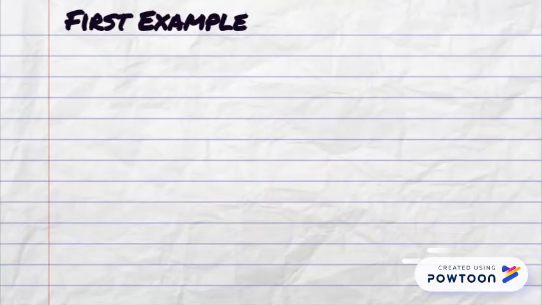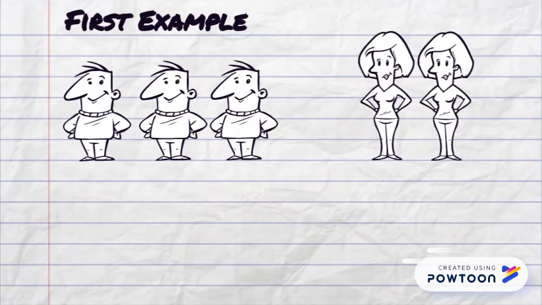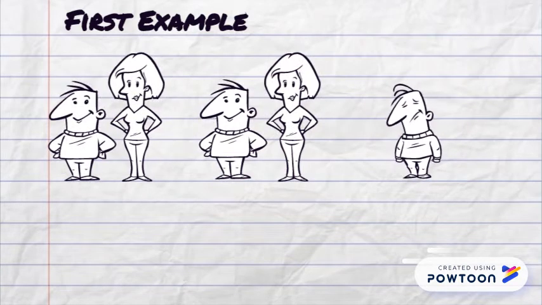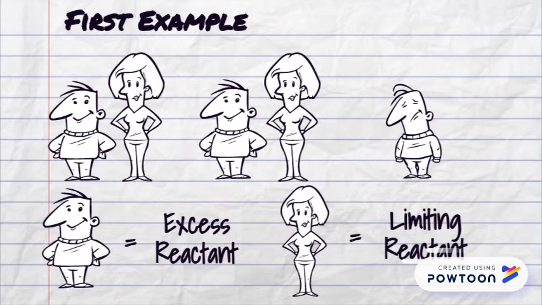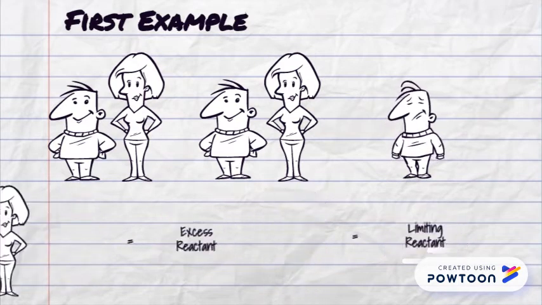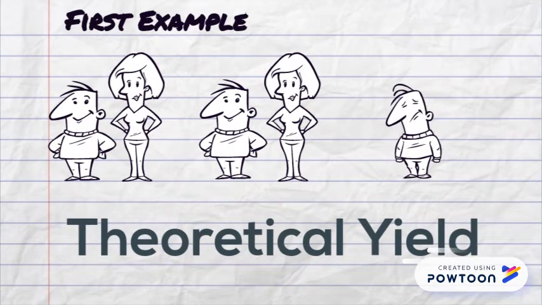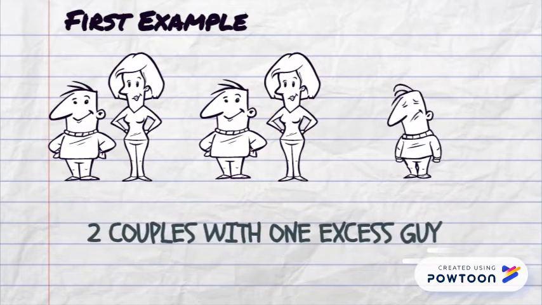First example, there are 3 guys and 2 girls. When coupled together, there will be an excess of 1 guy, hence guys being the excess reactant and girls being the limiting reactant. The result of the process is the theoretical yield. The theoretical yield in this example is 2 couples with an excess of 1 guy.